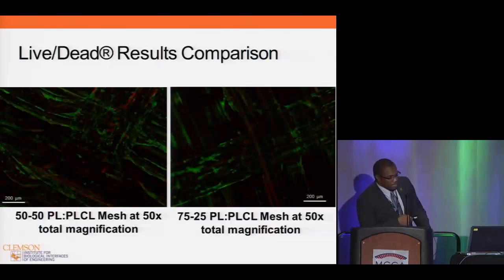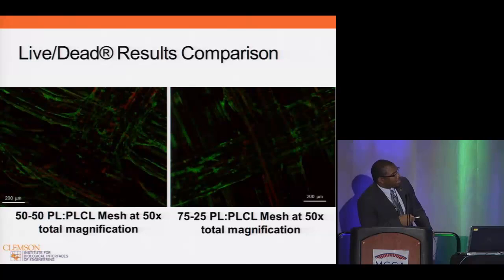For some of the results that we have, it's a little difficult to see here, but you can see the nice weaving structure, the over and under pattern. This is a 50-50 mesh, and what I really want to draw your attention to here is the distance that you see between the weft fibers that are here.